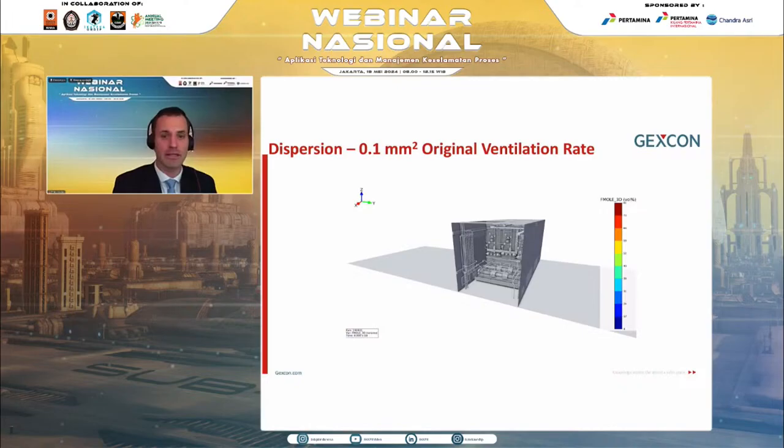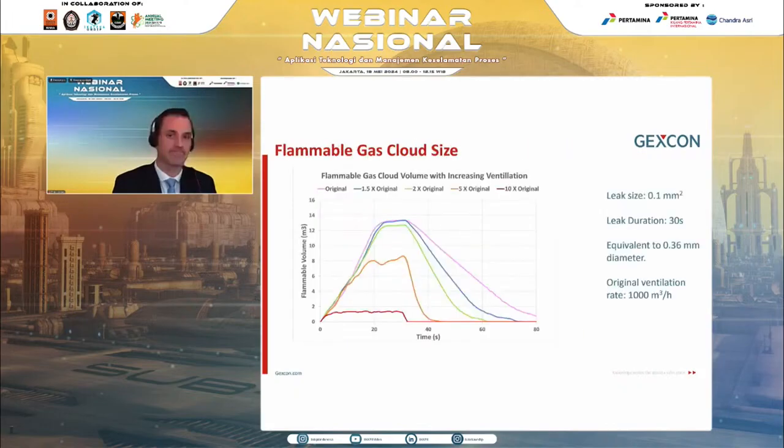And of course, for a bigger leak size, we can see here that it took over 20 seconds to reach the maximum cloud size for a 0.1 mm squared release, but only 10 seconds for a 0.5 mm squared leak. Also note that the flammable volume decay for the larger leak took much longer. Of course, this is not unexpected given the larger hole size, meaning a larger flammable inventory.